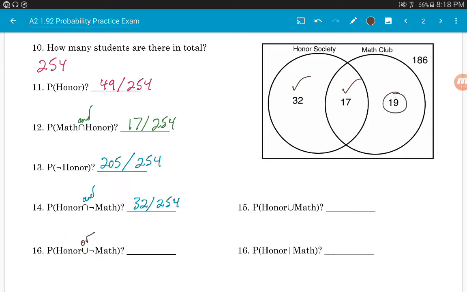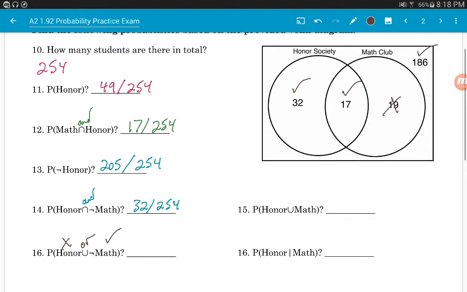This 19 over here. Are they in honor society? No. Are they not in math club? No, they are in math club. So they're not included. And the last group is on the outside. Honor society or not math club. So these guys here, are they in honor society? No. Are they not in math club? Yes. So they're actually included as well. So if I add all of these up, 186 plus 17 plus 32, I'm going to get 235 out of 254.